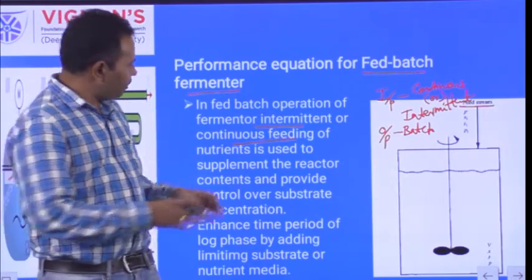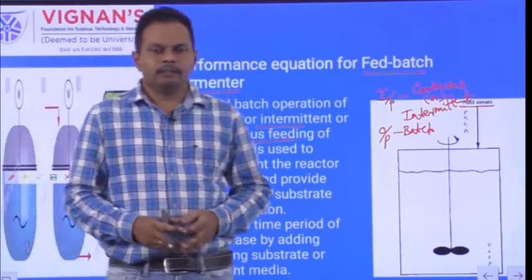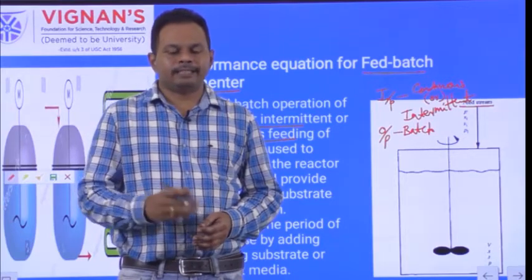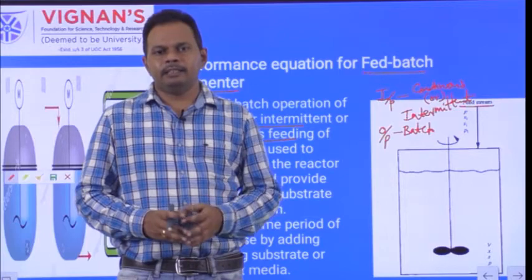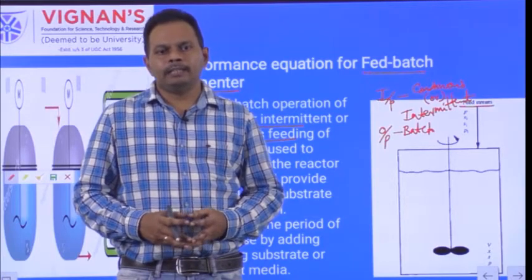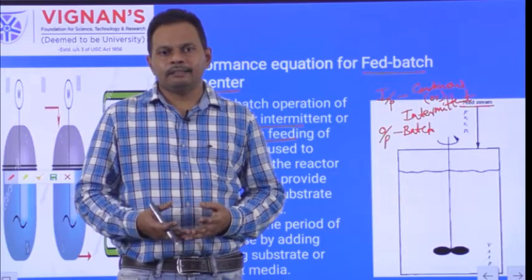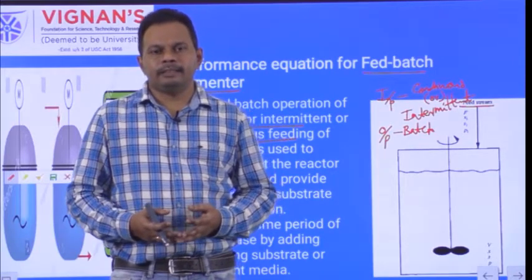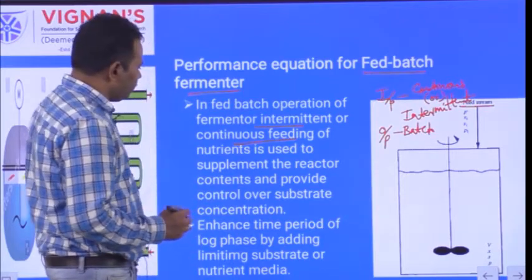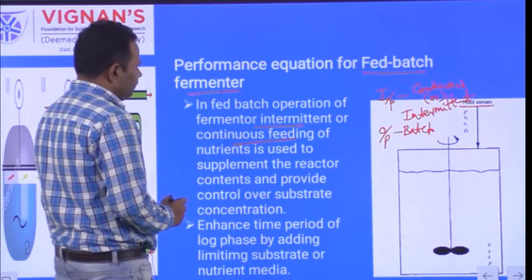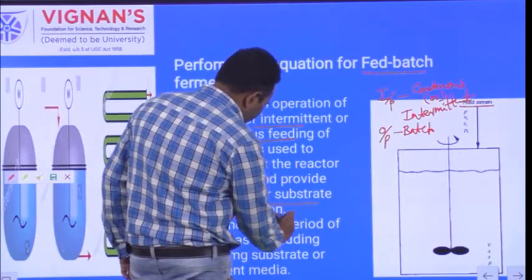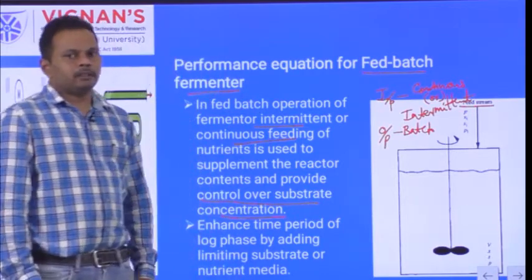Whenever we have control over the substrate concentration, as soon as the nutrient media or substrate is exhausted, you can immediately add the substrate to extend the lag phase or exponential phase and obtain higher amounts of biomass, which leads to higher amounts of the desired product. The very important point to remember for the fed batch fermenter is that we can have control over the substrate concentration.